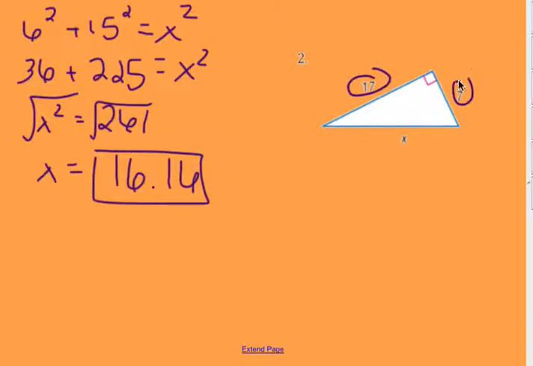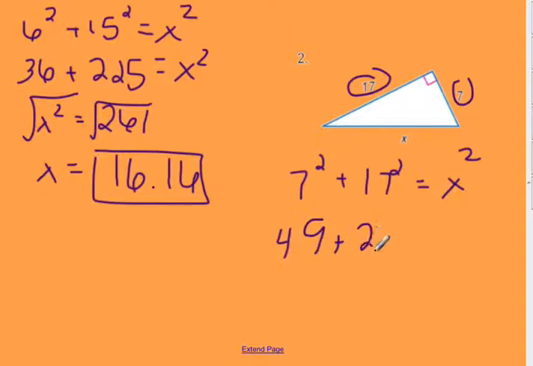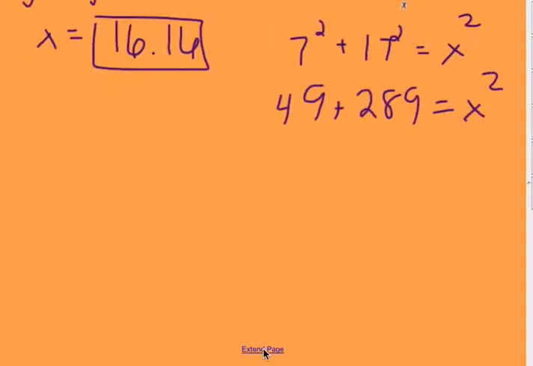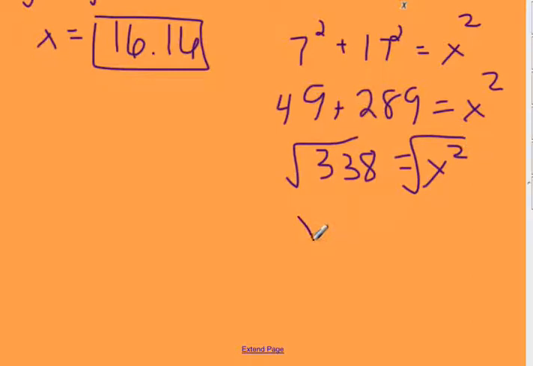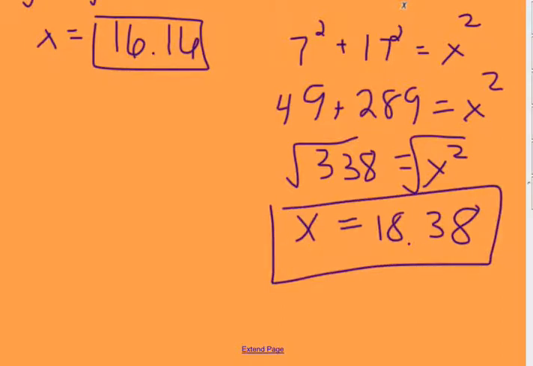This one we know 7 and 17. Again, both of those are legs, so that's our a and our b. So 7 squared plus 17 squared is equal to x squared. Just as a side note, it doesn't matter which one you pick for the legs. Okay, so 7 squared is going to be 49, 17 squared is 289, and that's going to be equal to x squared. So 49 plus 289 is going to give me 338, and that's equal to x squared. So I'm going to take the square root of both sides so that I can get what x is equal to. So that's going to be 18.38. So that's my final answer for number 2.